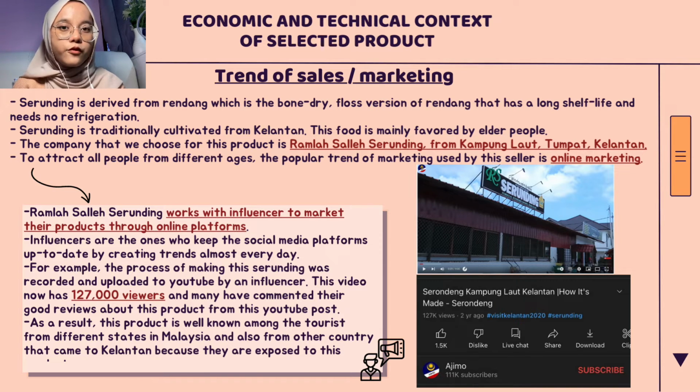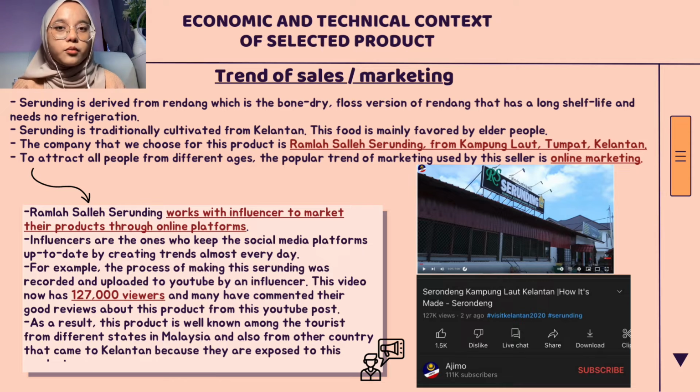This food is mainly favoured by elder people. Thus, to attract people of different ages, the popular trend of marketing used by this seller is online marketing. An effective online strategy is a must to connect with millennials and Generation Z. Ramlan Saleh Serunding works with influencers to market their product through the YouTube platform. Influencers keep the social media platforms up to date by creating trends almost every day. They have a lot of power online, especially when it comes to their audience.